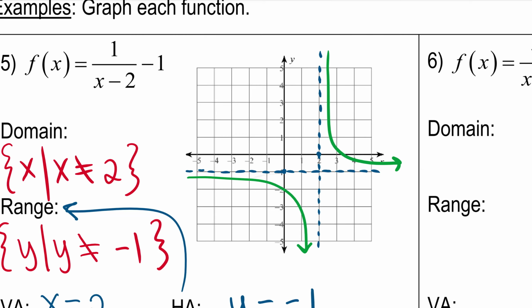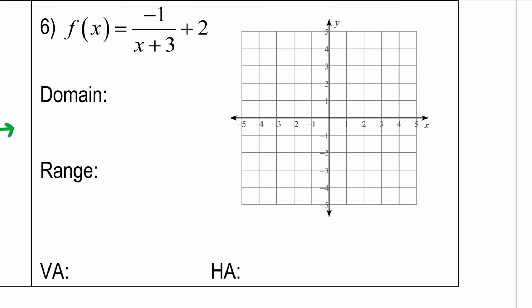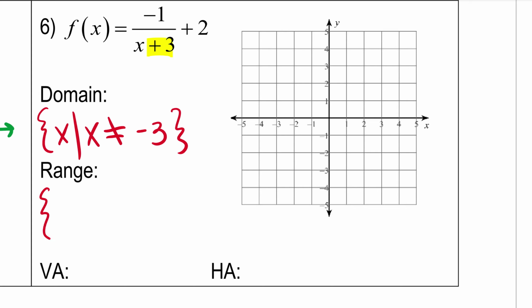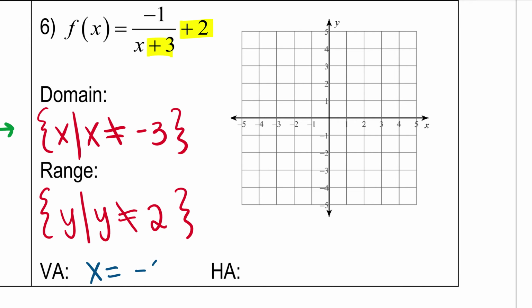Okay, so that's number 5, and the last one for today, 6. Okay, so I have domain and range. First, fancy bracket, x such that x does not equal, and then we have h. That says x plus 3, so h is actually negative 3. Range, we got fancy bracket, y such that y does not equal k, which in this one is 2. Okay, and then now we can do VA, HA. So VA, vertical asymptote, is x equals negative 3. HA, y equals 2.